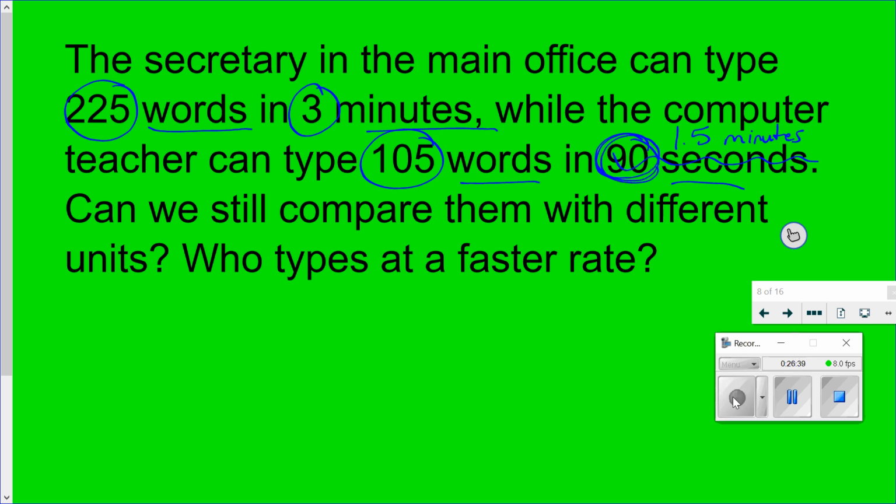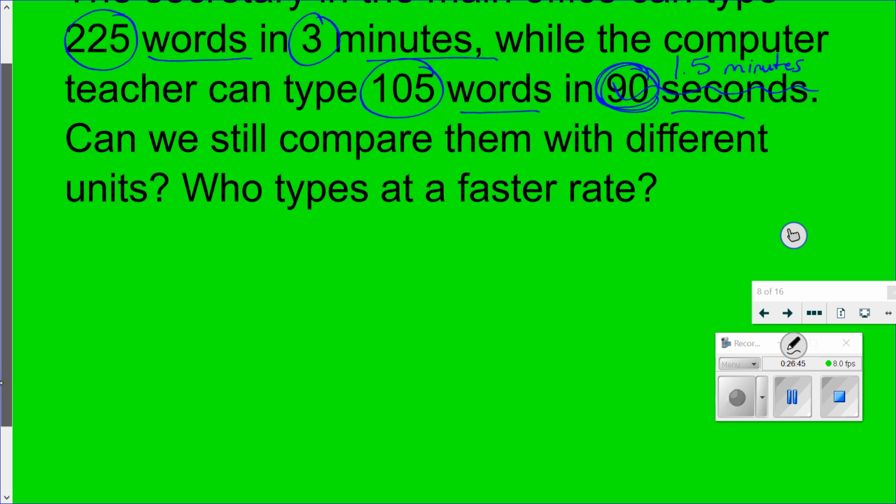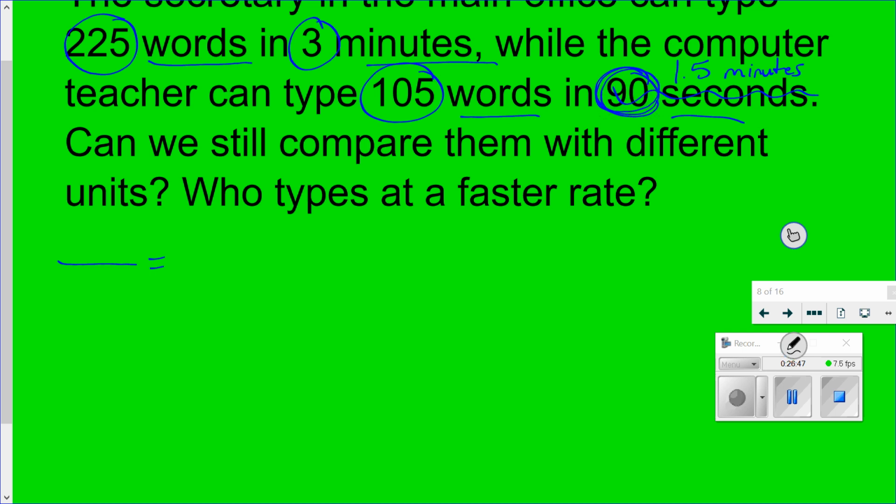All right, guys, let's go over this one. It was not set up for you. You had to set it up. So you should have had words over minutes. And if we're talking about rate, you're trying to find one of something, so 1 minute.